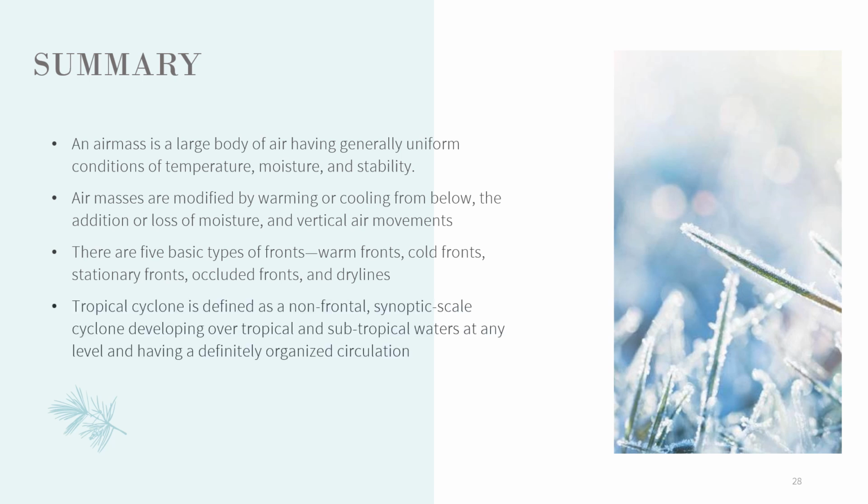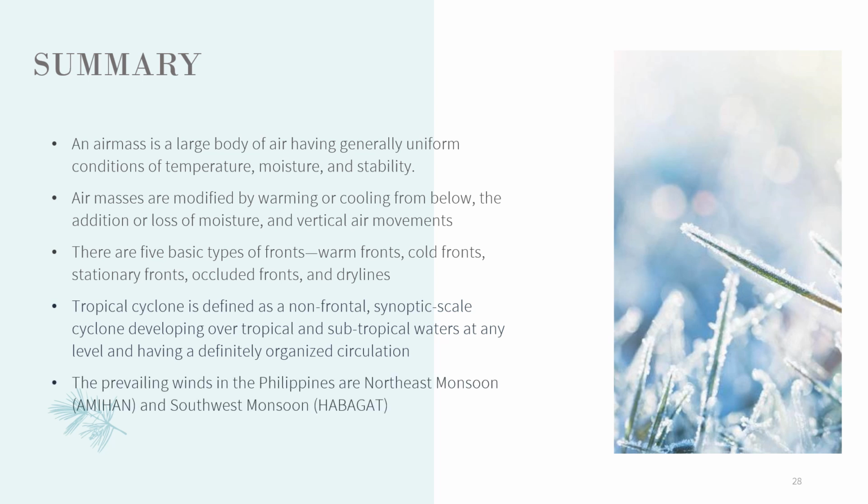And we also know about the tropical cyclone, which is defined as a non-frontal synoptic scale cyclone developing over tropical and subtropical waters at any level and having a definitely organized circulation. And the last point to remember is that the prevailing winds in the Philippines are the northeast monsoon, commonly called Amihan, and the southwest monsoon, locally known as Habagat.